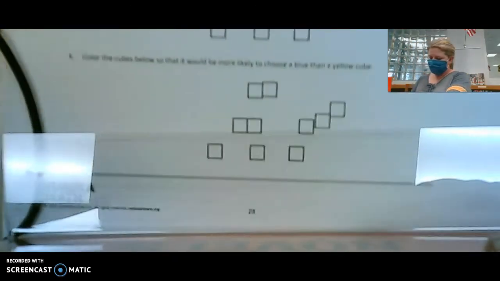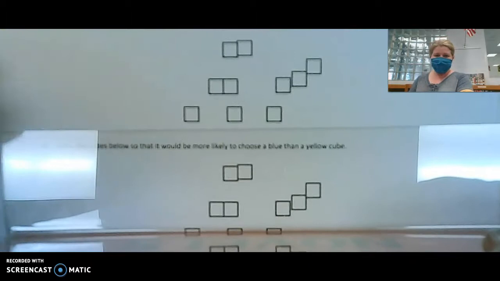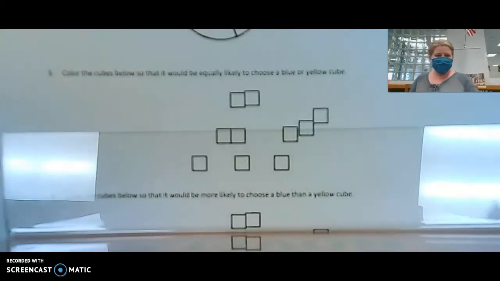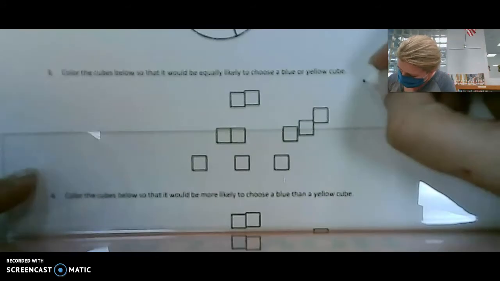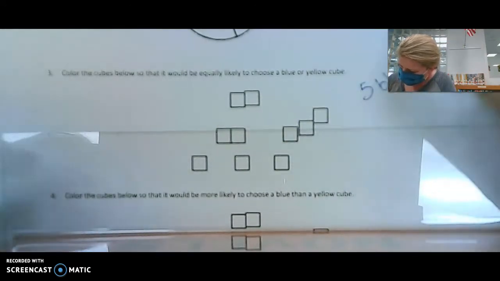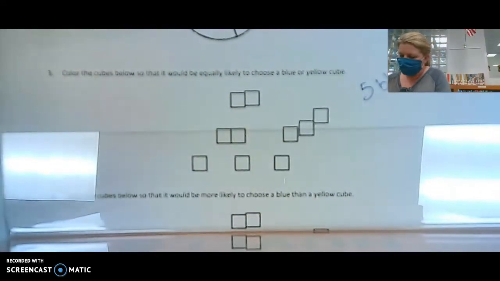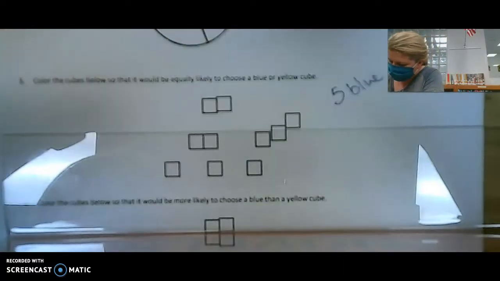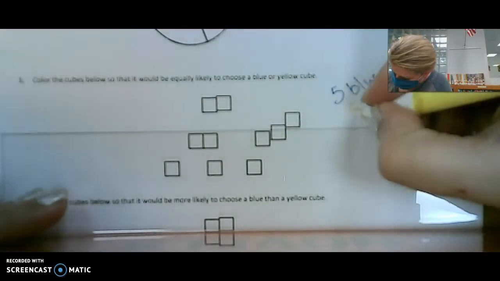Moving on to number 3. Here we have these cubes that we colored in lesson 1. This time we're supposed to color so that you would be equally likely to land on a blue or yellow. So there's 10 of them. That means I would need to color 5 blue and 5 yellow. I'm going to let you color. I'm not going to color these.